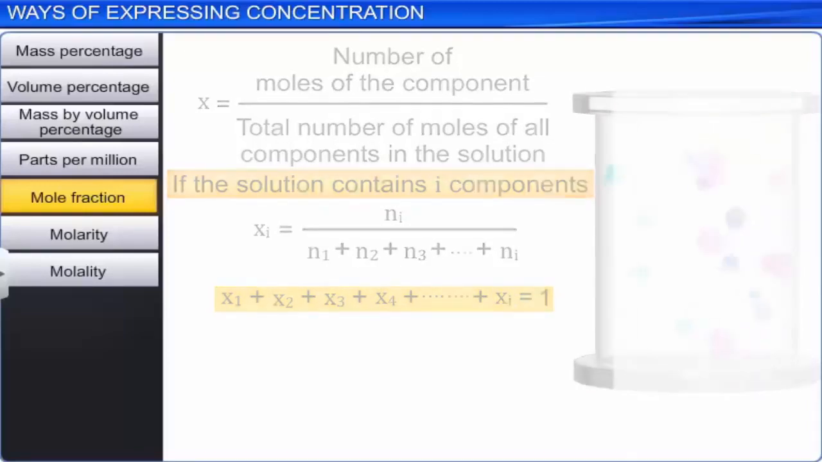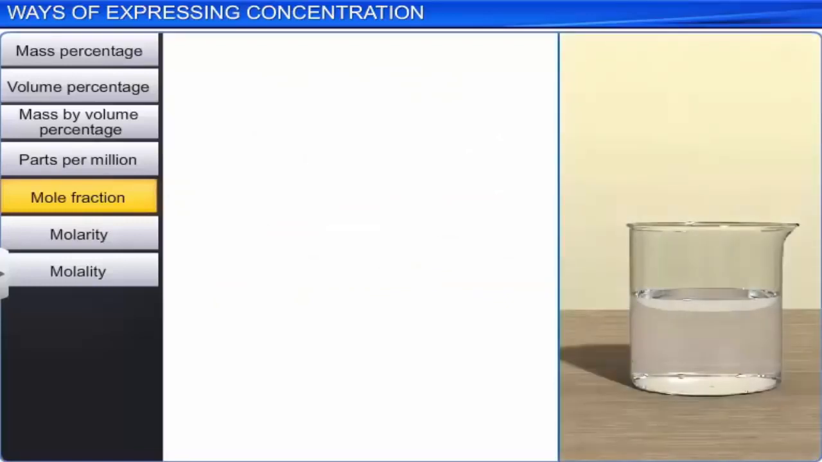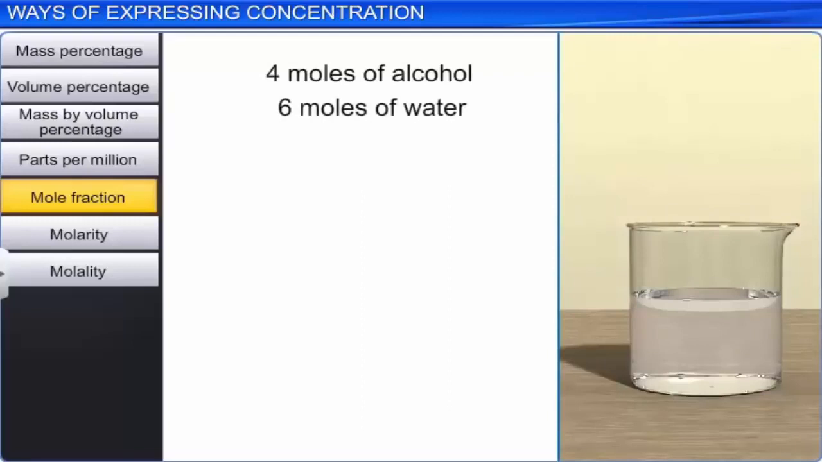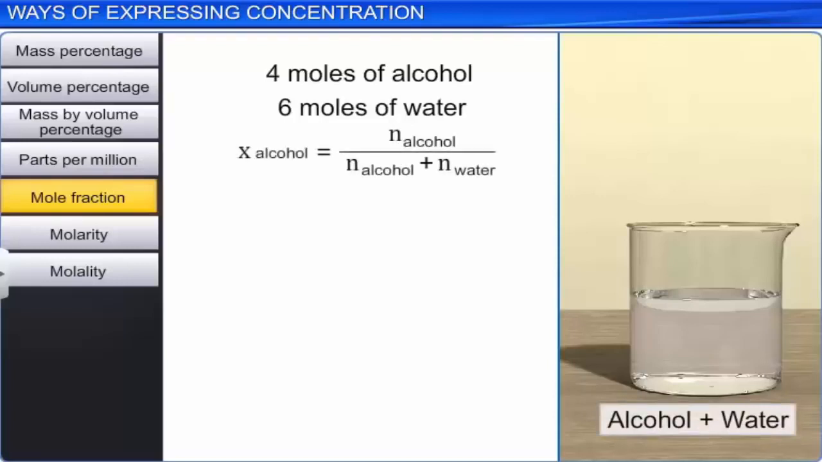For example, if a solution contains 4 moles of alcohol and 6 moles of water, then the mole fraction of alcohol can be calculated by substituting the values of the number of moles of alcohol and the number of moles of water in the formula. Thus, the mole fraction of alcohol equals 4 divided by 4 plus 6, which is equal to 0.4.